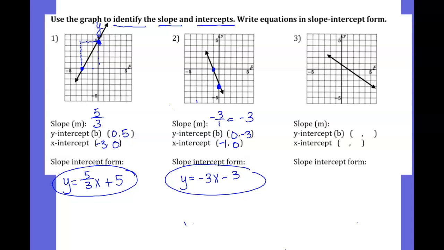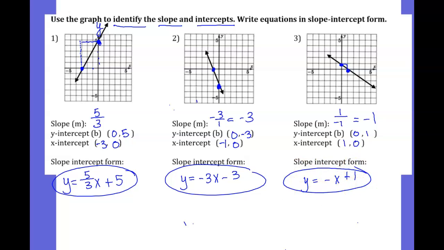All right, number 3. Okay, I'm going to identify these 2 points as my intercepts. My slope is going to be, I'm going to go up 1 and then to the left 1. So 1 over -1, my slope is -1. My y-intercept is at (0, 1), the point right here. And then the x-intercept is at (1, 0). Okay, so in slope-intercept form, we get y is equal to -x plus 1.